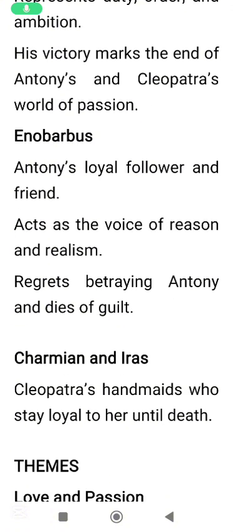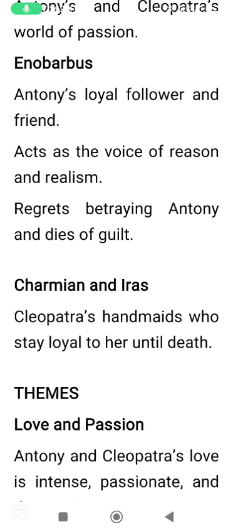Then there is another character there. We call him Enobarbus. Enobarbus is Antony's loyal follower and friend. He is always second in command to Antony. Every time, he speaks the truth to Antony. He even warns him on several occasions about his actions, but Antony has been blinded by love. So he acts as the voice of reason and realism. He regrets betraying Antony and dies of guilt because at the end of the day he had to side with who now? With Octavius.